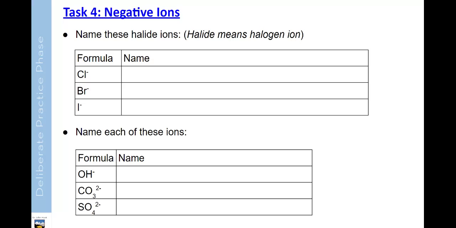Then name the following ions in the next table. They are the polyatomic ions, the ions made of more than one element in a polyion. Now, you should know the first one, OH minus, CO3 2 minus, SO4 2 minus. So you need to name those polyatomic ions. Poly meaning many, atomic meaning atoms, so it's more than one atom in that ion.